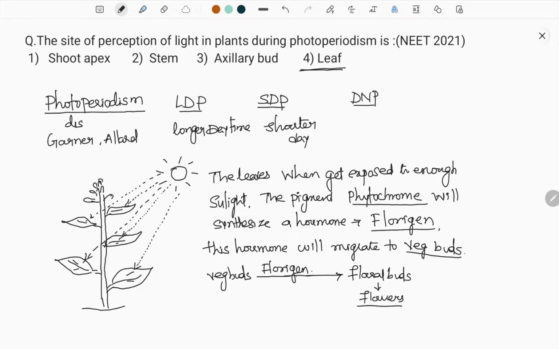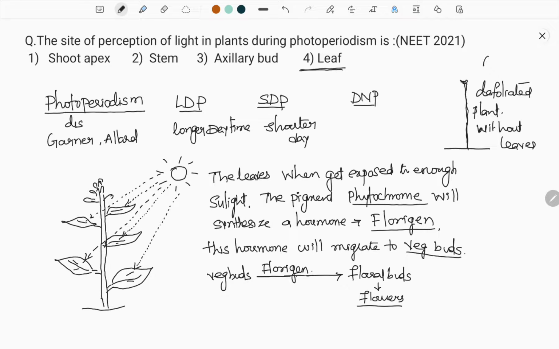Based on this, we can have another question. Let us suppose this is a defoliated plant. What do you mean by a defoliated plant? A plant without leaves. We have removed all the leaves from the plant. Of course, buds are there.